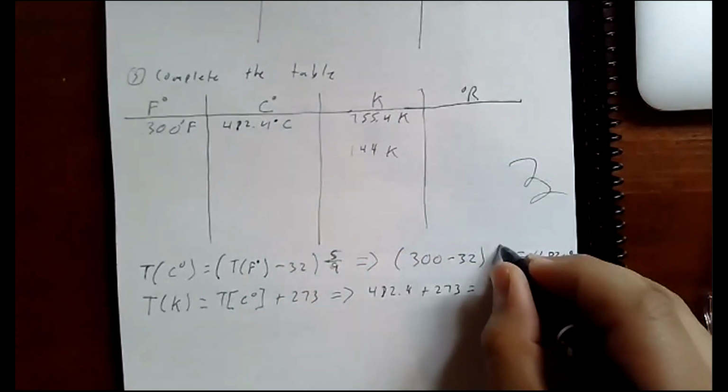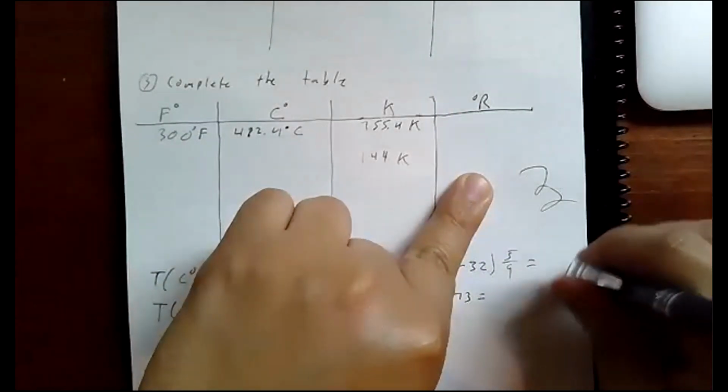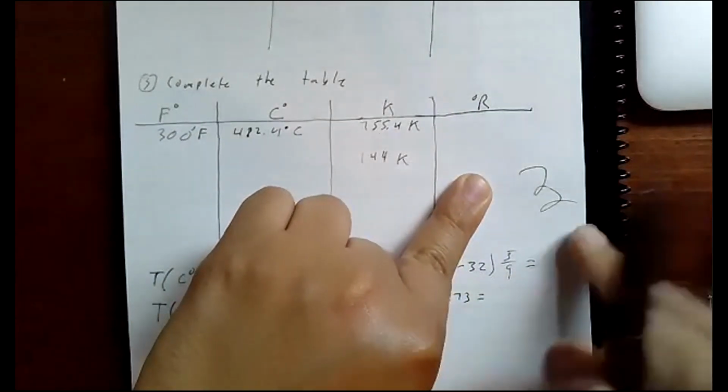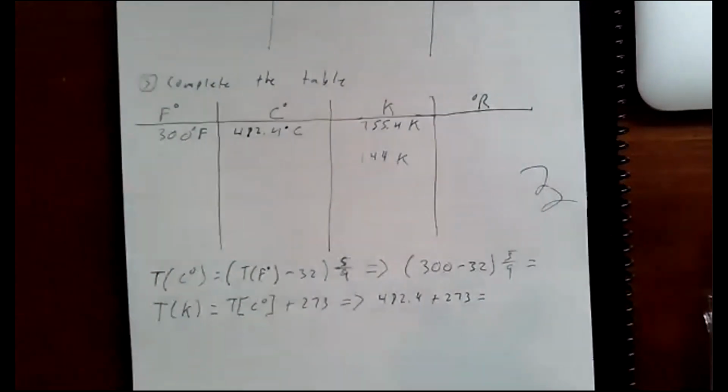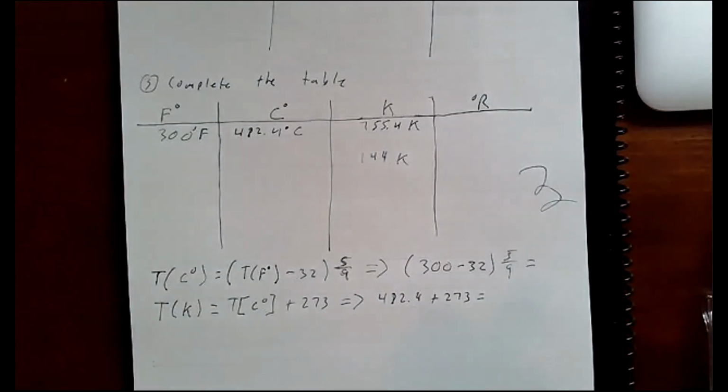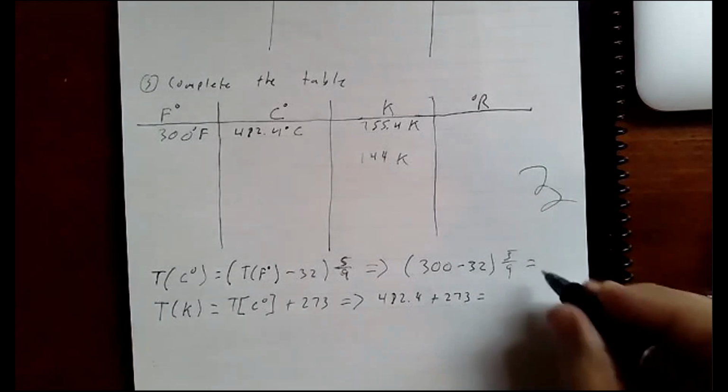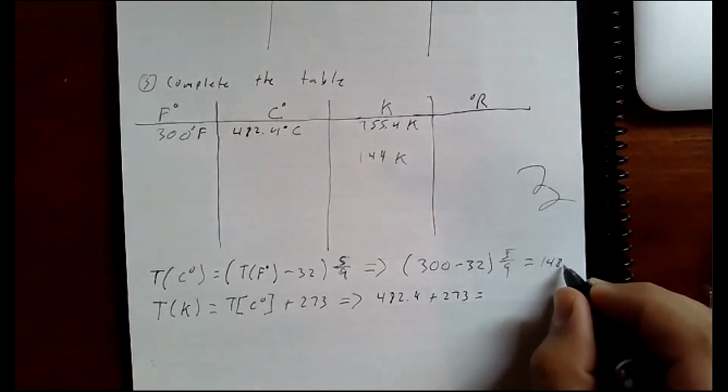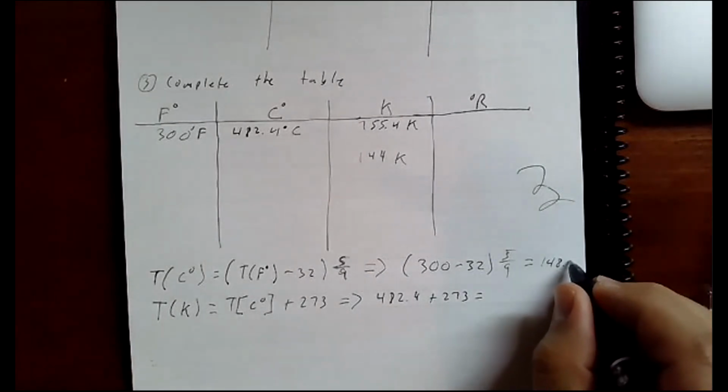That was way too big. There we go. So 5 ninths. That would be 300 minus 32 times 5 ninths. There we go. So this is 148 point, we'll say 89, I guess.